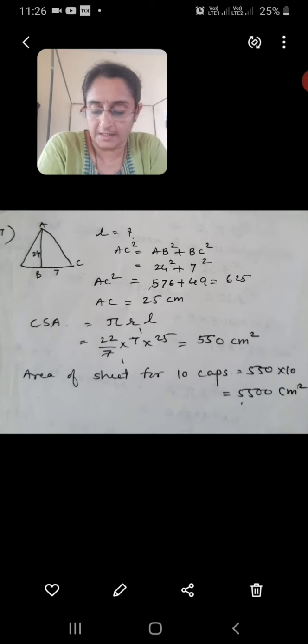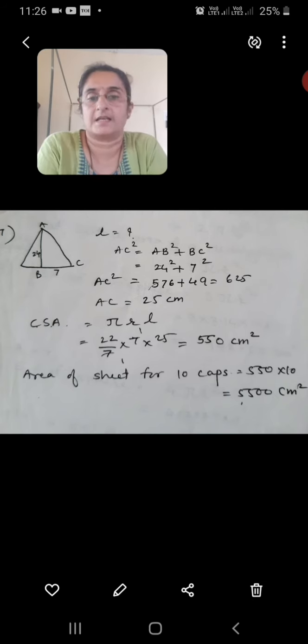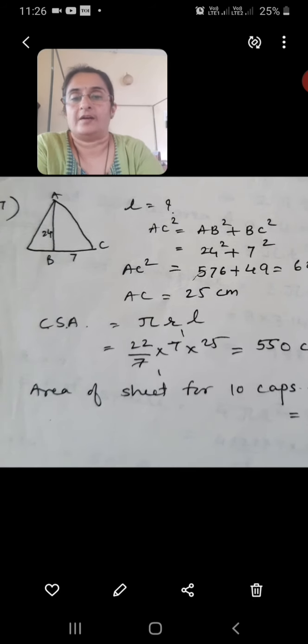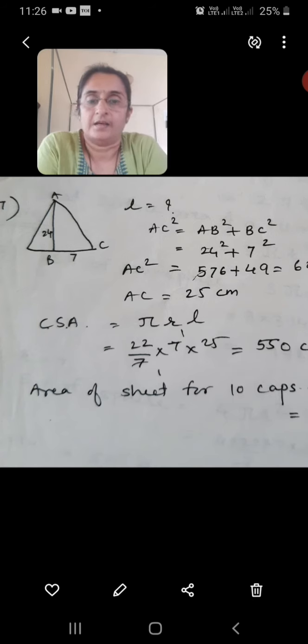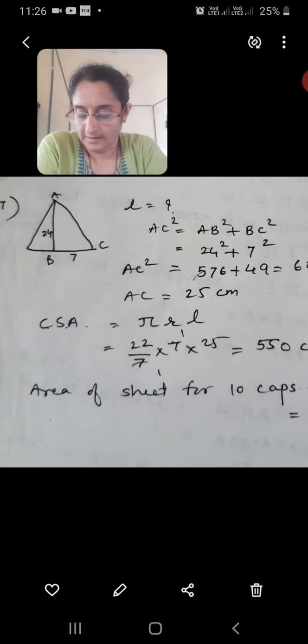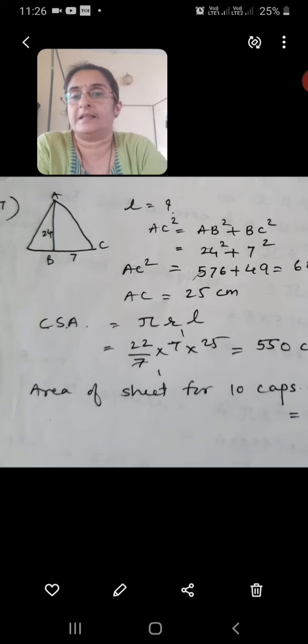Find the area of sheet required to make 10 such caps. Now see here one diagram I have drawn. This is a cap, a joker's cap. The base radius is given, that is 7 cm, and the height of that cone is given, that is 24.